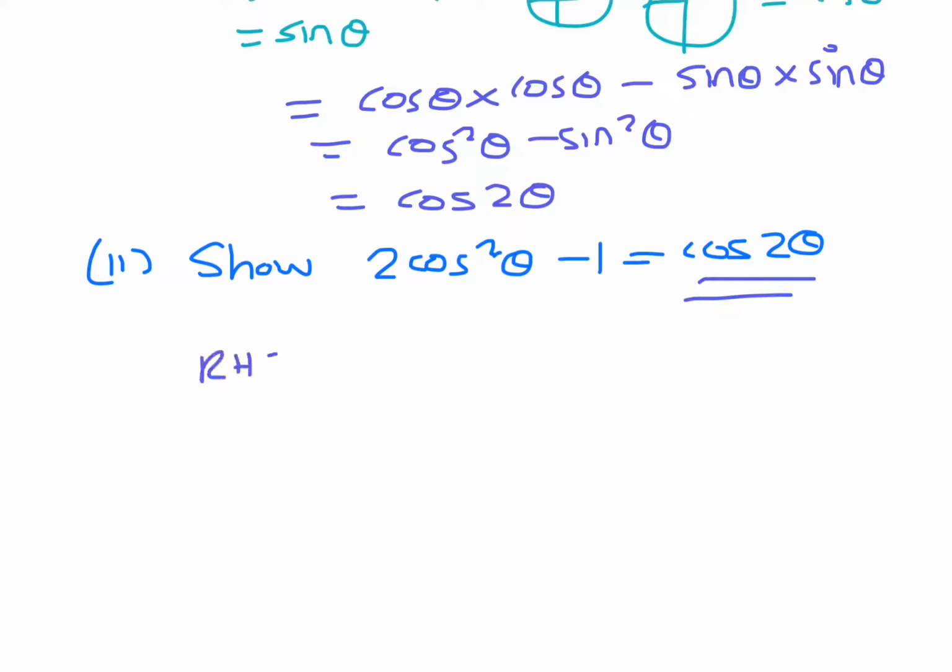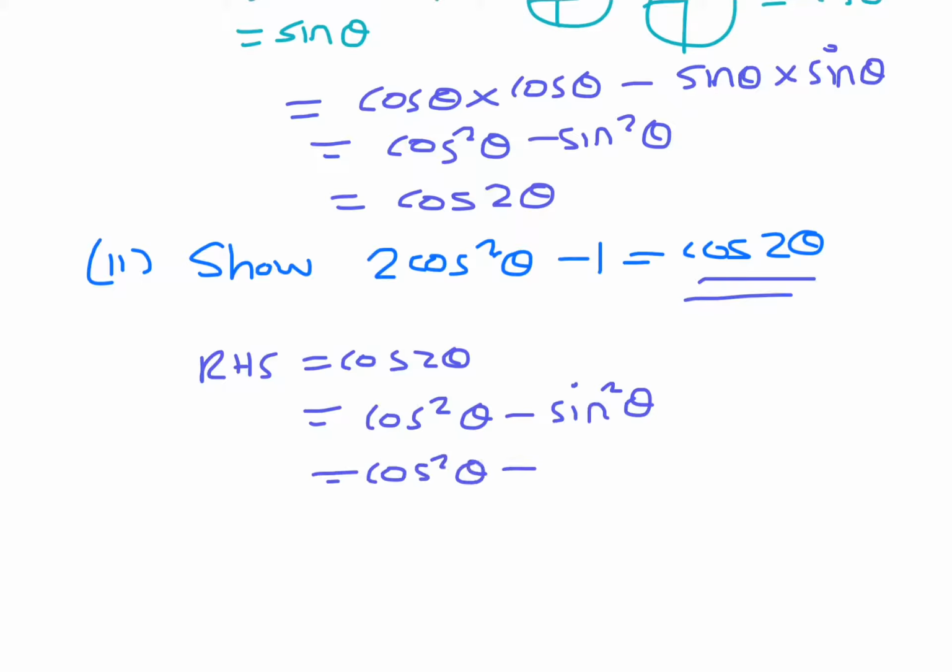Okay, to show 2 cos squared theta minus 1 equals cos 2 theta. Okay, so if we look at the right hand side and we start with the cos 2 theta, that will be equal to cos squared minus sine squared. And now you want to just change it all to cos. So you get the sine squared and you make it 1 minus cos squared. That's just using the sine squared plus cos squared, which equals 1.